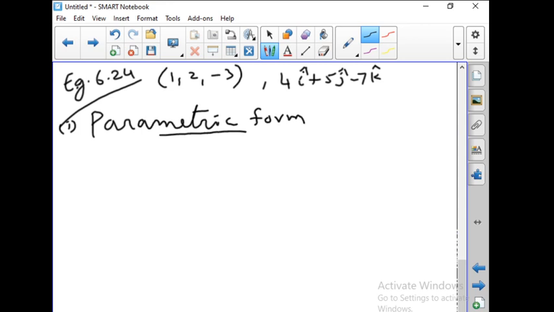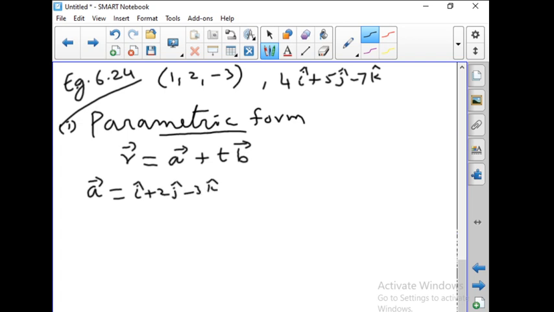So, parametric form is r vector is equal to a vector plus t b vector. So, what is a vector here? The given point is 1, 2, minus 3. So, i cap plus 2j cap minus 3k cap, and b vector here is 4i cap plus 5j cap minus 7k cap.